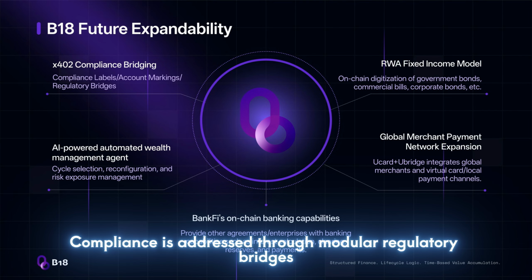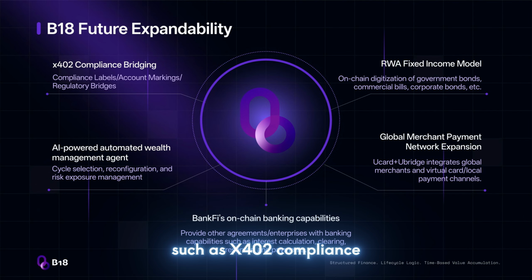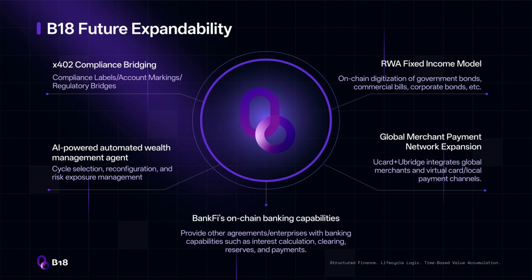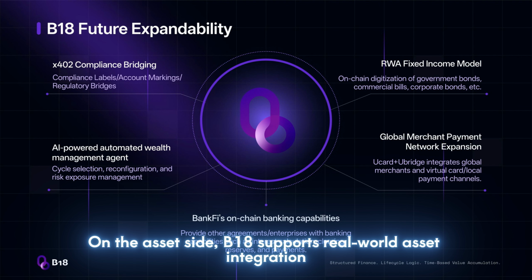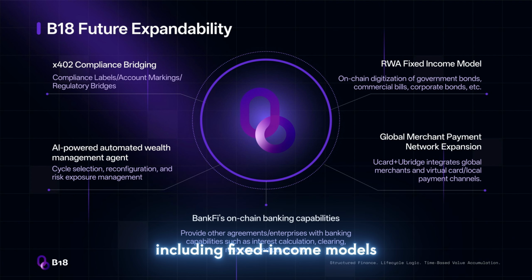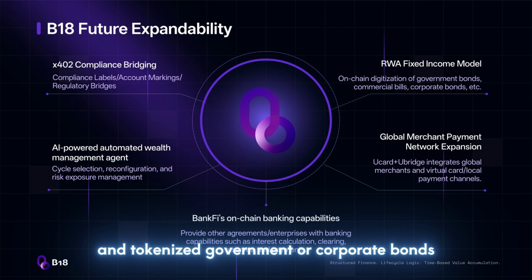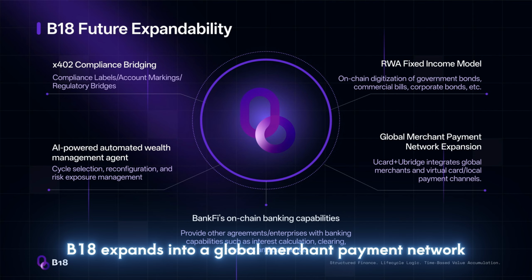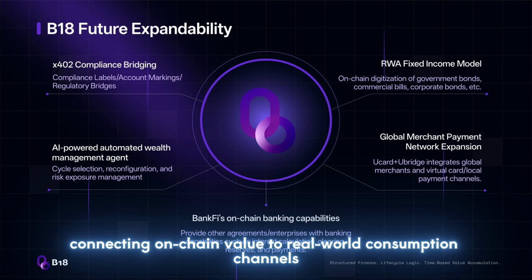Compliance is addressed through modular regulatory bridges, such as X402 compliance labeling and account marking, allowing integration without compromising decentralization. On the asset side, B18 supports real-world asset integration, including fixed income models and tokenized government or corporate bonds. Through uCard and uBridge, B18 expands into a global merchant payment network, connecting on-chain value to real-world consumption channels.